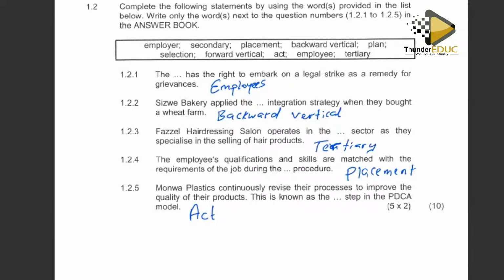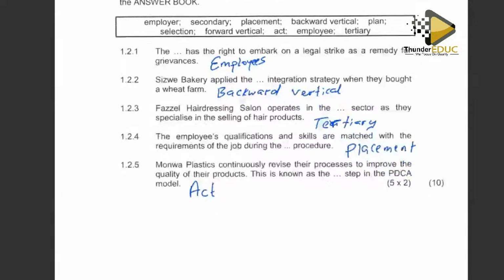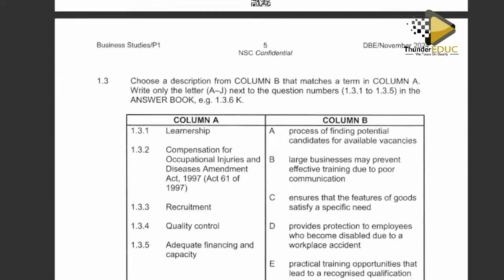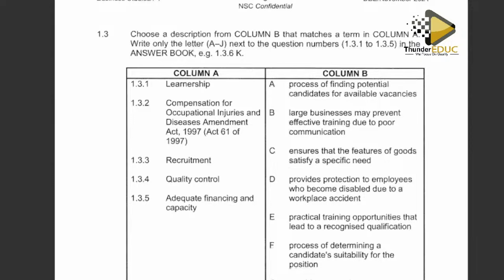Okay, grade 12, in this regard, we are done with section A. So now let's move on to section B. So, we are done with 1.2. Let's move on to 1.3.